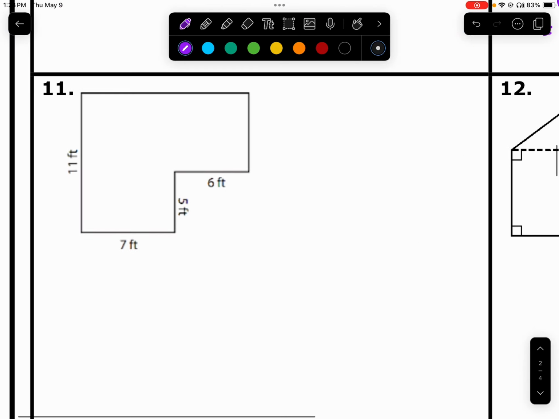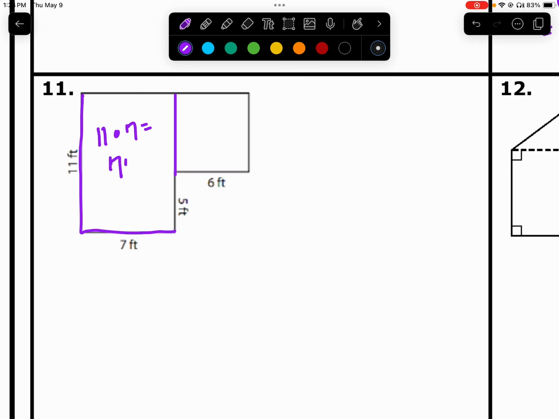11. All right, this is another shape we don't have a formula for, but we can break it down. So I'll break it down into these two rectangles. This one is 11 by 7. So 11 times 7 equals 77. This one, let's see, we've got to figure out how long that is. Well, we know that that whole line right here is 11 because it matches with that one. So if this part is 5, we can subtract 5 from 11 to get 6.